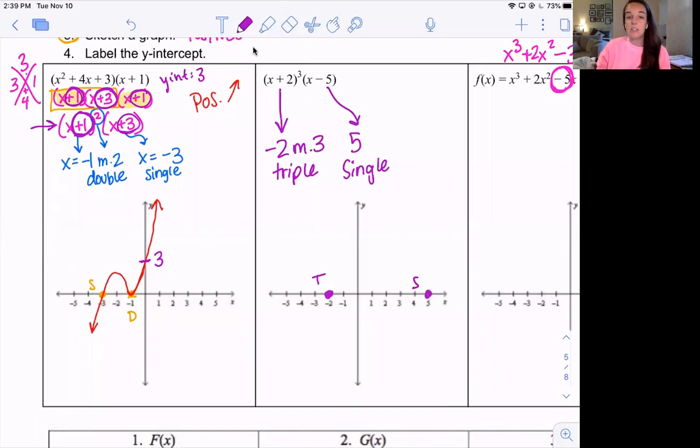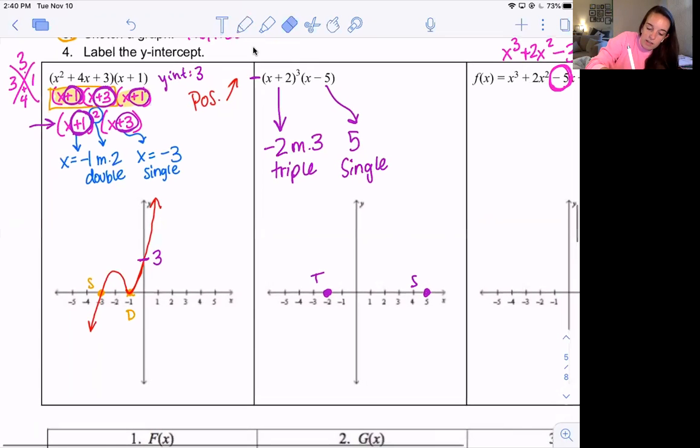Is this graph overall positive? Like, all the x's are positive, or are there any negative x's to make it a negative graph? Positive, yeah. There's no negative out here that would make it negative, and there are no negative x's in our factors that would also make it negative. Since all the x's are positive and there's no negative in front, it's positive, so our graph is going to be headed up at the end.